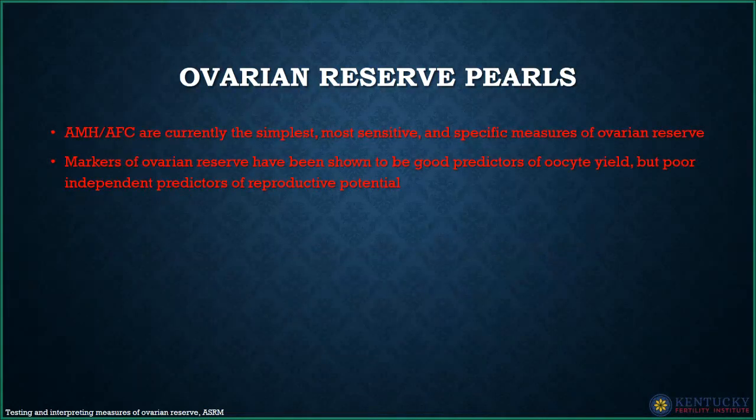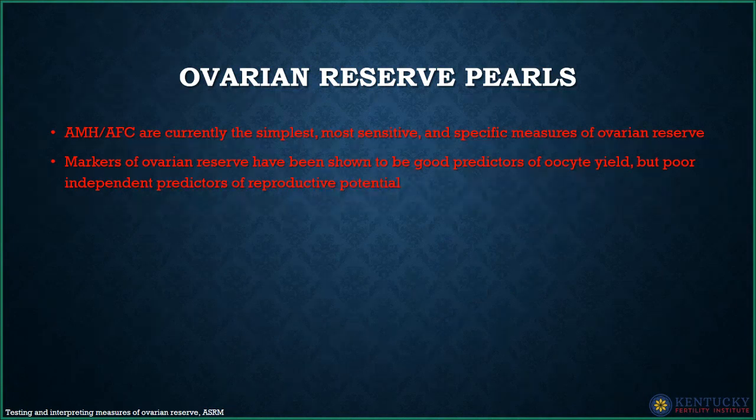Just some pearls to think about with ovarian reserve testing: the AMH and then also antral follicle count, if you're doing an ultrasound, are going to be the simplest, most sensitive and specific measures of ovarian reserve. These essentially predict oocyte yield with ART.